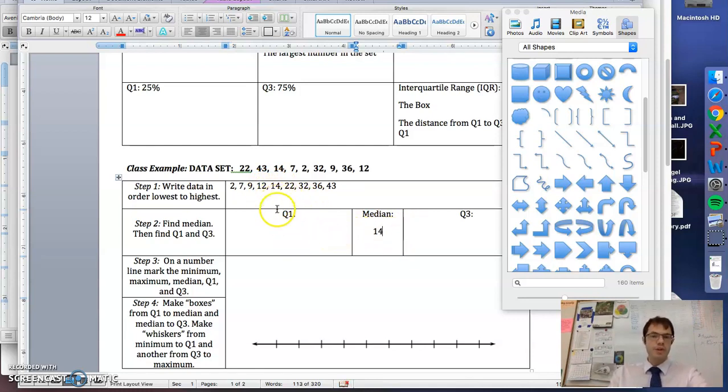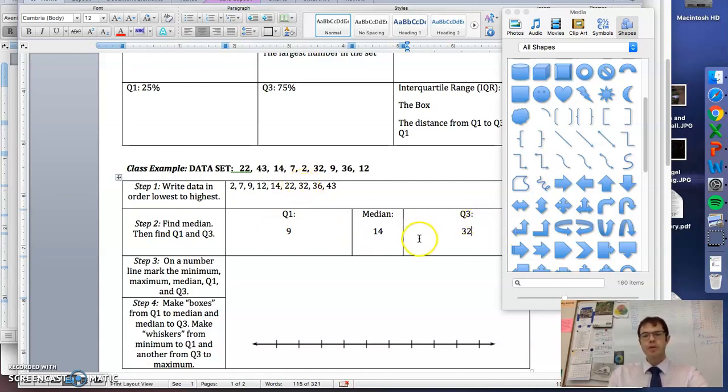Q1 then is going to be the median of this bottom half. So from 2 to 12, what's the median there? You notice I got 2 numbers on this side, 2 numbers on that side. 9 is right there in the middle, so that's my Q1. It's 9. And then for Q3, I find the median of the top half. I start after 14, which is my median. 2 numbers right there, 2 numbers on the other side. 32 is going to be my Q3.